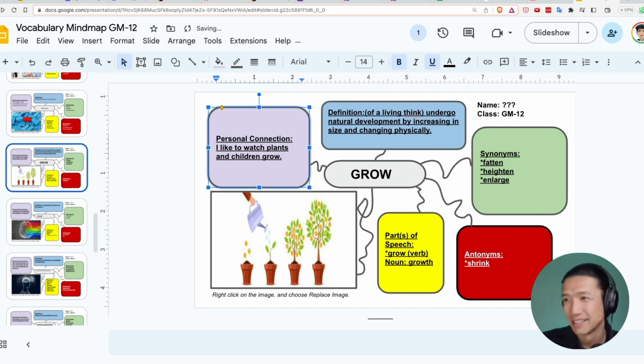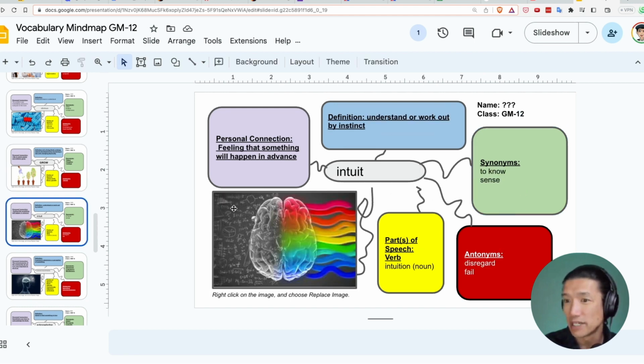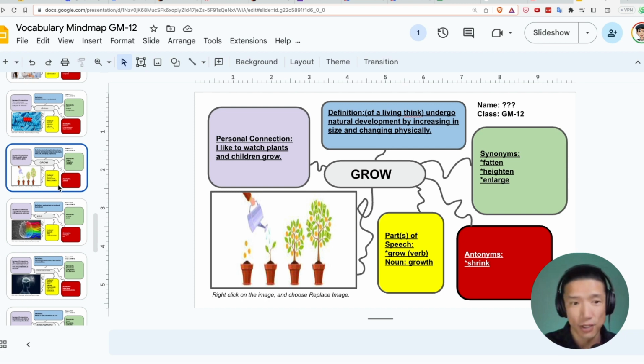Okay, I like to watch blah blah blah grow. So try to use that form of the verb. Okay, and I added noun. The noun is growth. The verb is grow. To fatten, to heighten, to enlarge. What else would you have? To grow, to shrink. Right. Sometimes things grow in size.